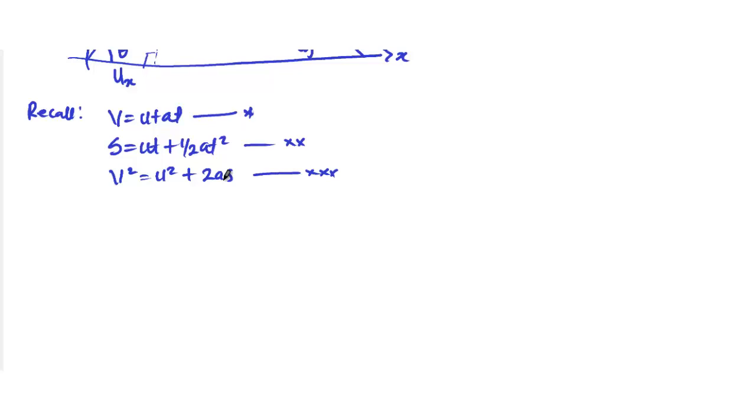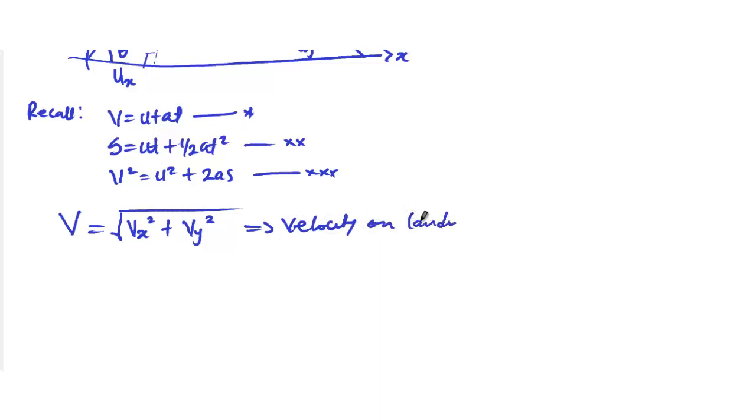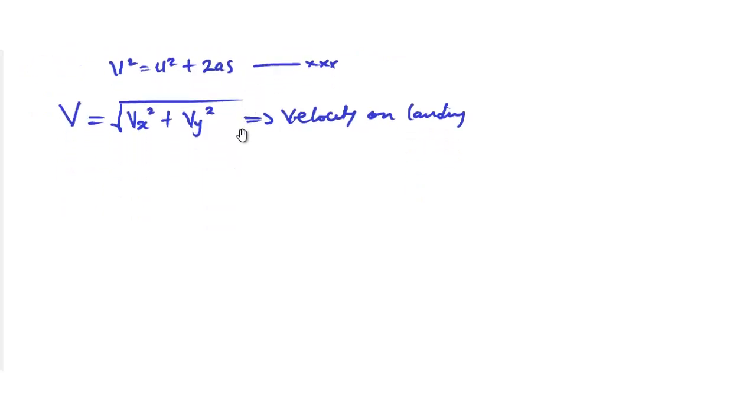under gravity. So the velocity at any time t is given by v is equal to the square root of v subscript x squared plus v subscript y squared. In some cases, we call this the velocity on landing, because we need to consider the components of the velocity at each point. So how do we now determine that? We don't want to determine v subscript f.